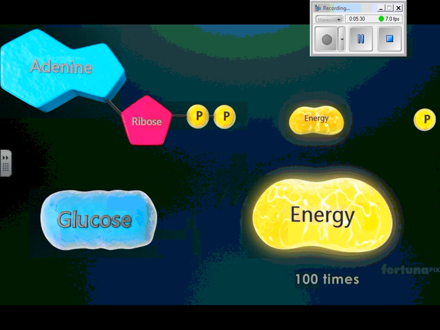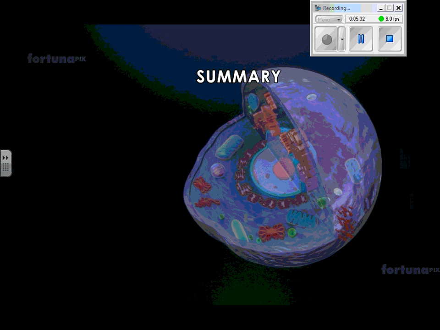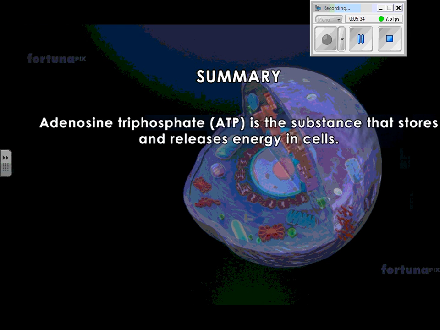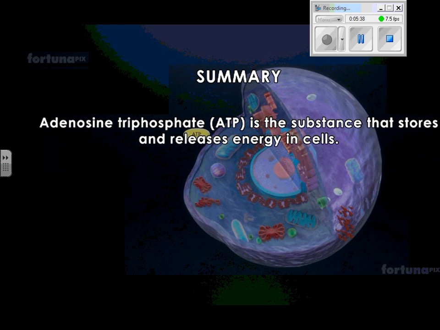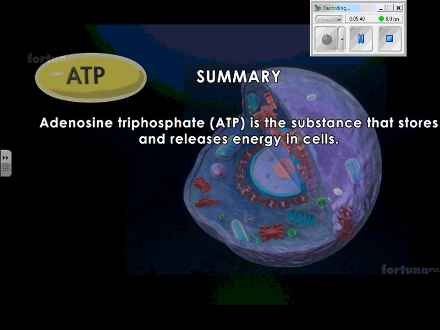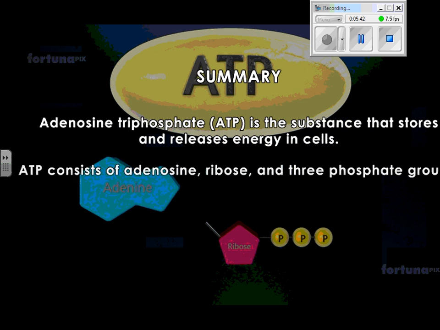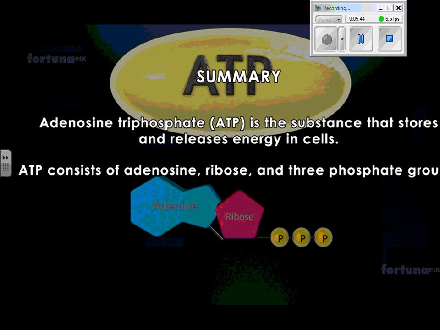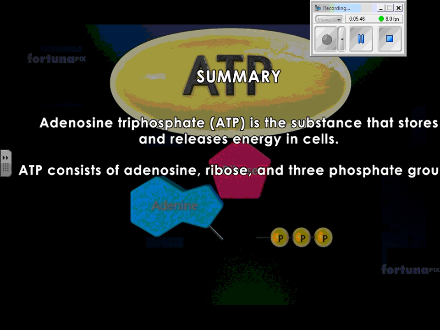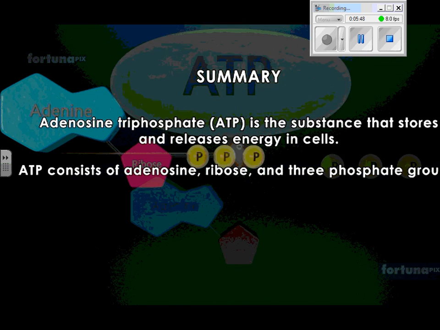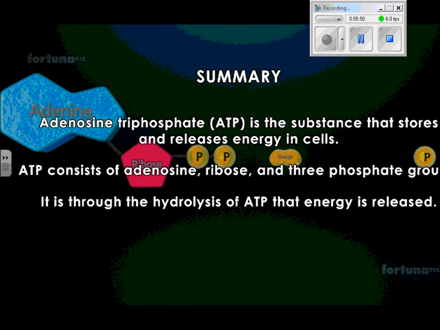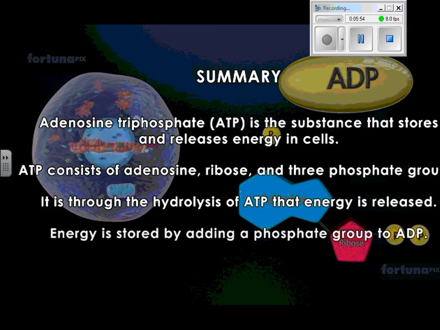Summary: adenosine triphosphate, ATP, is the substance that stores and releases energy in cells. ATP consists of adenosine, ribose, and 3 phosphate groups. It is through the hydrolysis of ATP that energy is released. Energy is stored by adding a phosphate group to ADP.